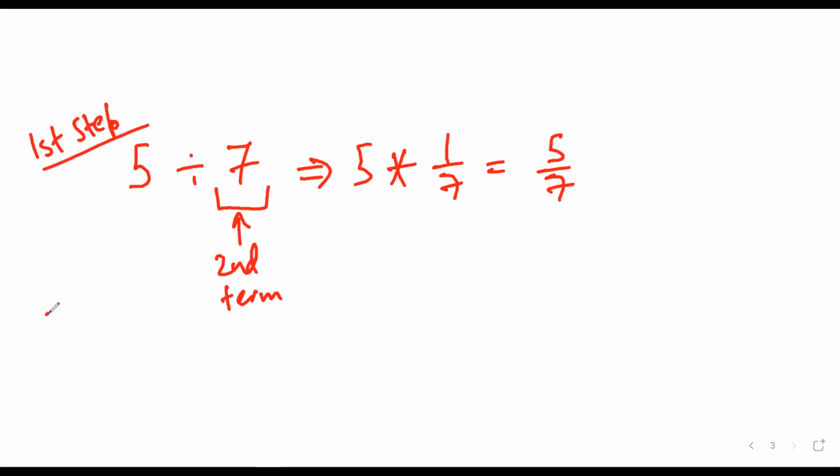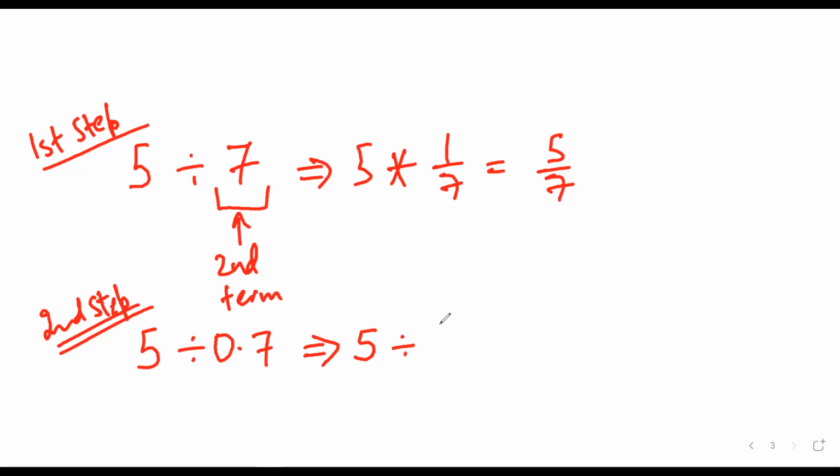The second step that we discuss about division is, so for example, if I have 5 divided by 0.7, what should I write this as? You should write 5 divided by 7 by 10. And then what should I write this as? 5 into 10 by 7. Is there any doubt? So this will be equal to 5 into 10 by 7.